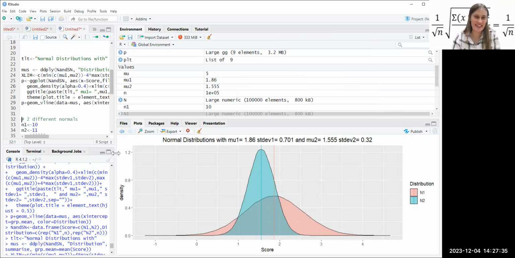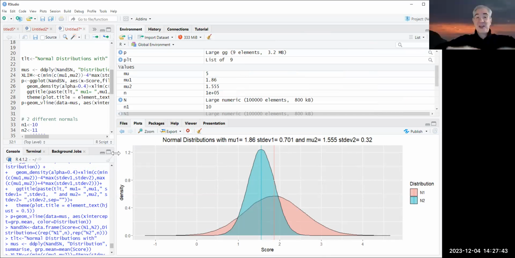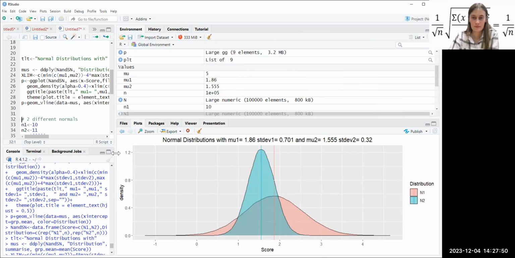Thank you. So in this particular case, we have our two different distributions, right? Using the means, using the standard deviations that we've defined. So we can see there's a good amount of overlap there.